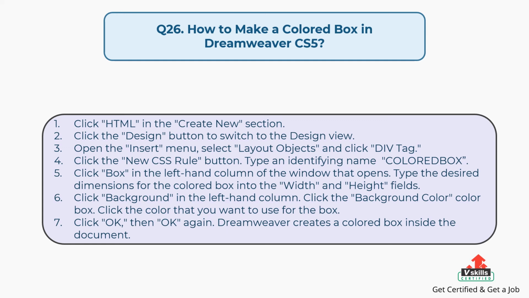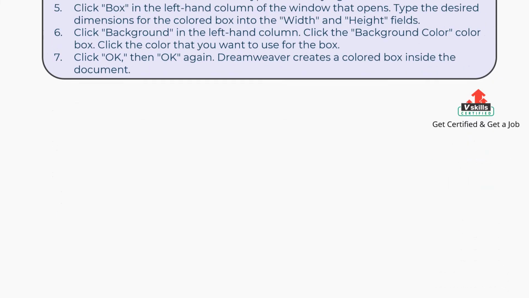Click Background in the left-hand column. Click the Background color box. Click the color that you want to use for the box. Click OK, then OK again. Dreamweaver creates a colored box inside the document.